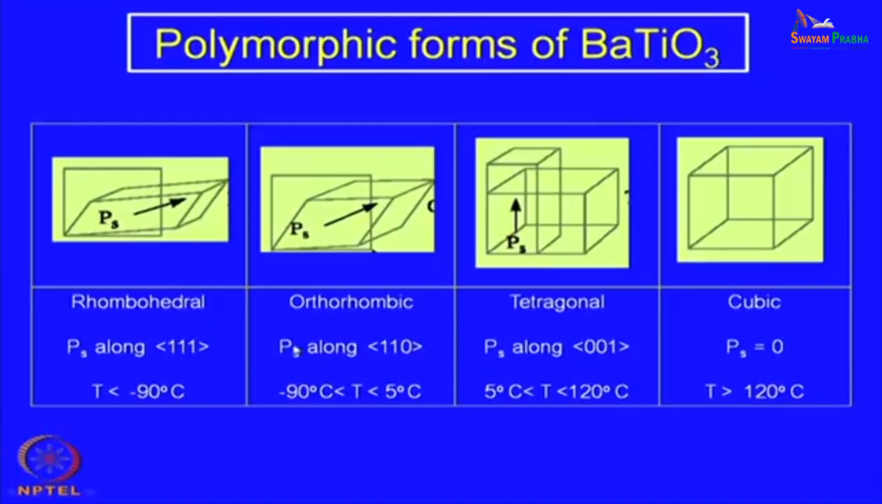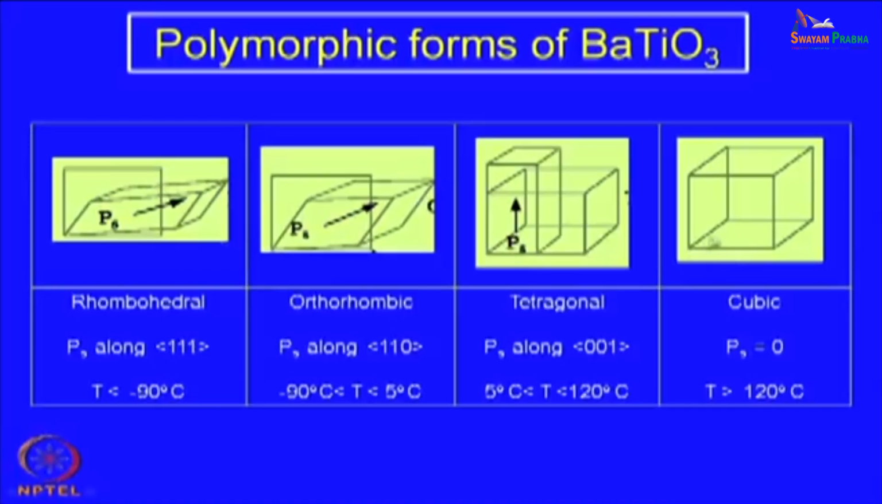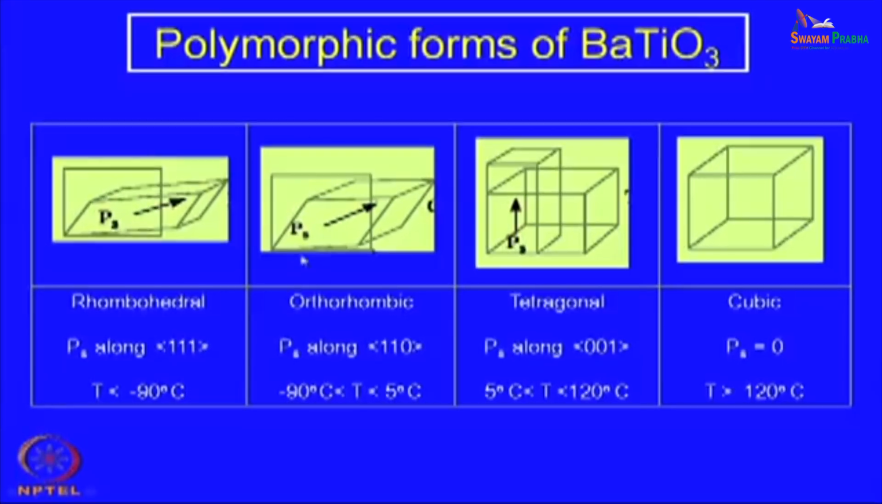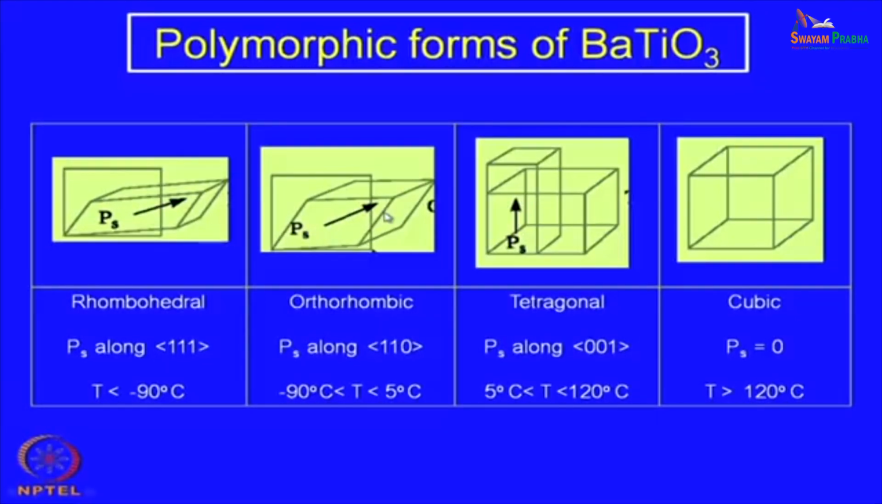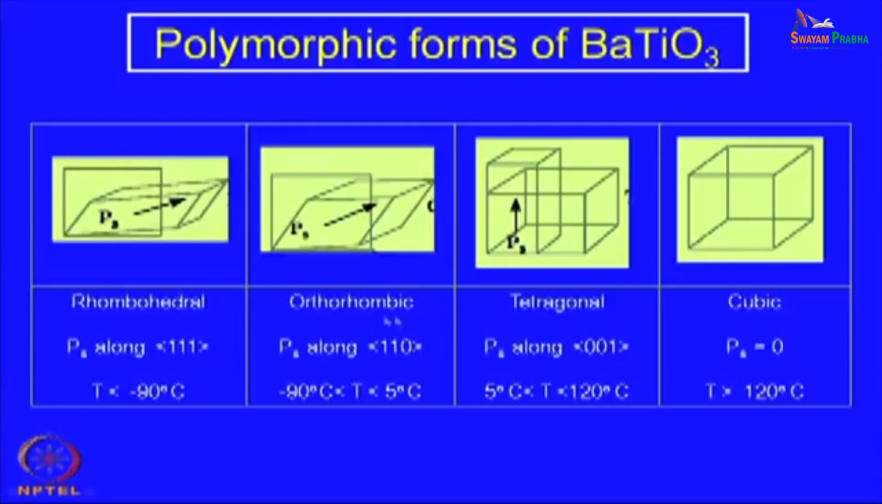If you go to still lower temperatures, then it has a different distortion. This was pulled along the C axis; this has been pulled along the 110 axis, that is the face diagonal. If you pull along the face diagonal, this results. So, you have an orthorhombic structure, and the crystallographic direction for the permanent spontaneous polarization is actually 110, and this is stable between -90 to +5 degrees centigrade. So, this is what happens at a lower temperature.